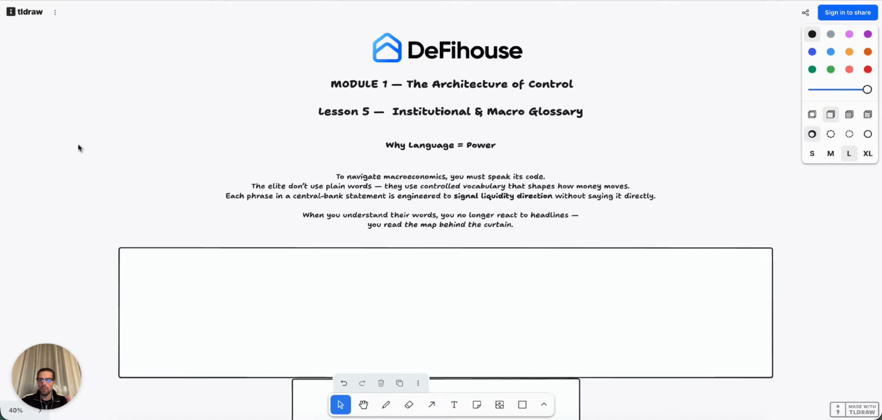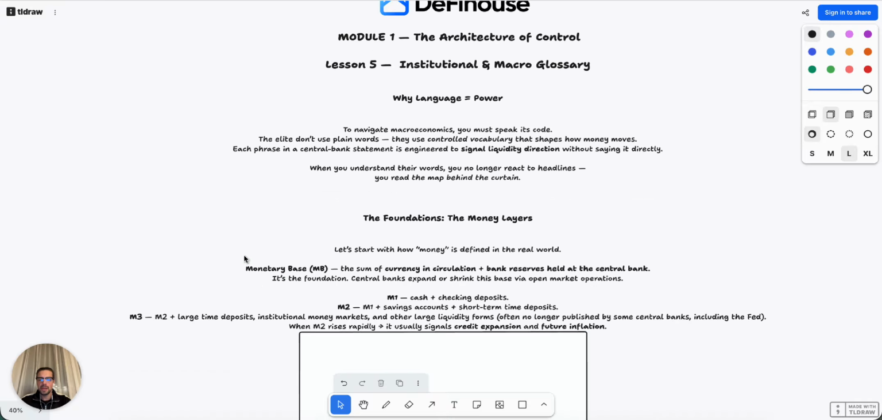And that's why the market always moves pretty much milliseconds before the actual words, because they are following behind the lines. Okay, so when you understand the words, you no longer react to headlines, you read the map behind the curtain. Okay, so let's begin.